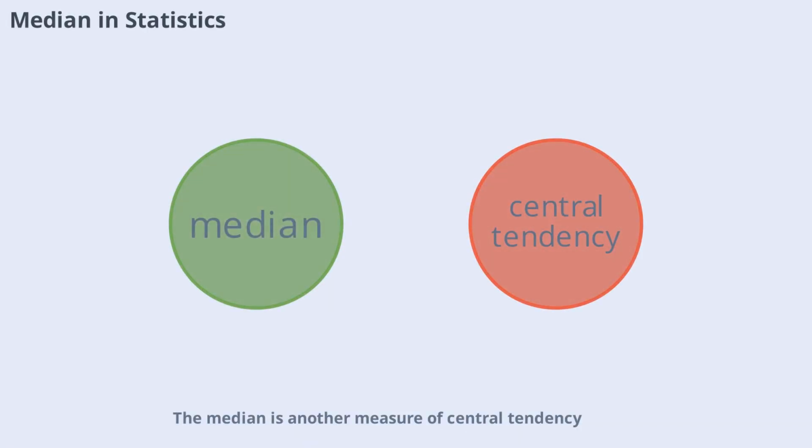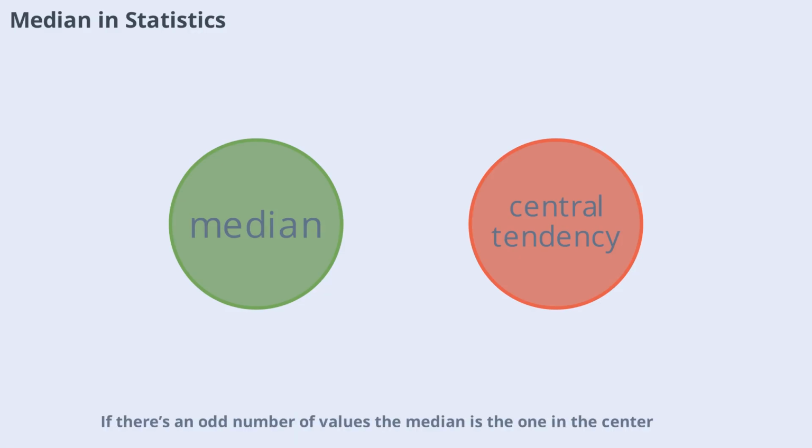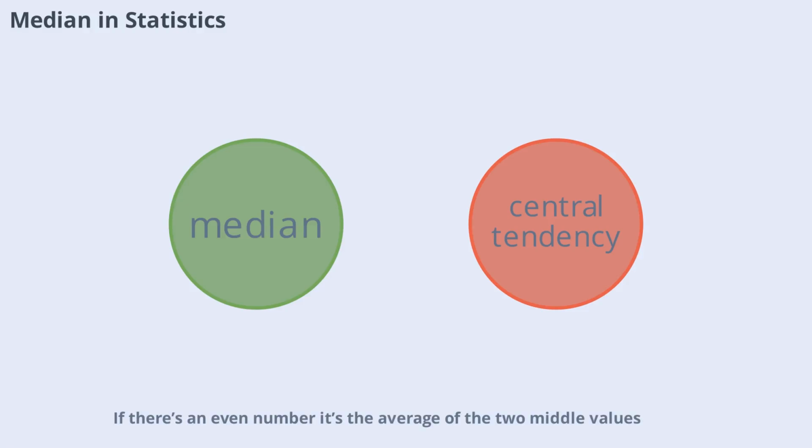The median is another measure of central tendency. It's the middle value when all the data points are arranged in order. If there's an odd number of values, the median is the one in the center. If there's an even number, it's the average of the two middle values. The median is especially useful when data includes outliers, as it isn't affected by extremely high or low numbers.